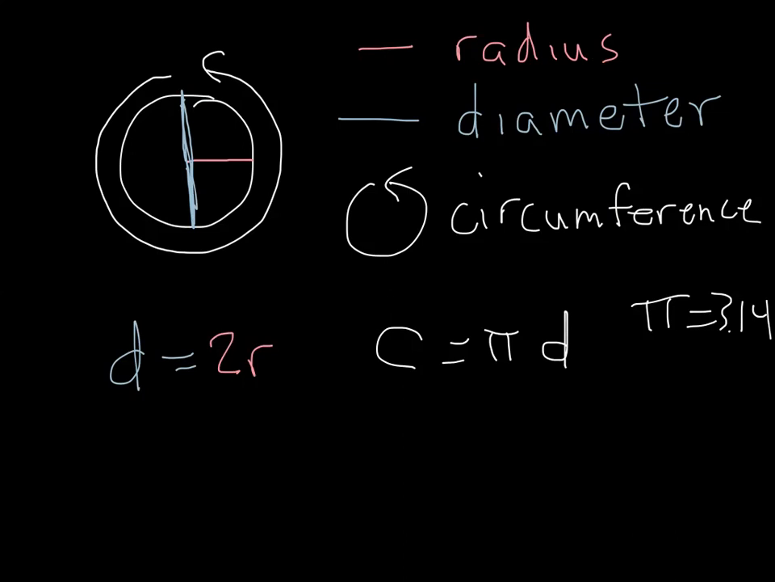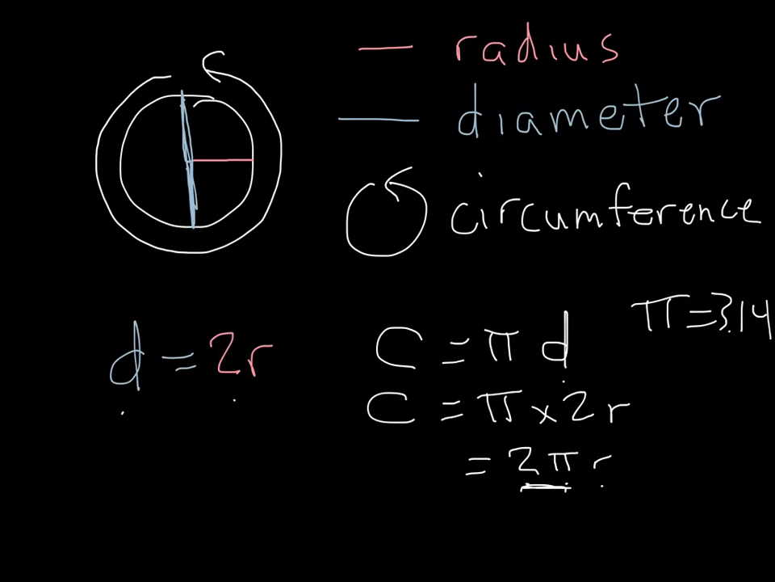Now, because diameter is 2r, I could put 2r here and it would be the same thing. Circumference equals pi times 2r, but we really write that as 2 pi r for the most part, because these here are constants. 2 and pi are always going to stay the same. R is the only thing that's going to change depending on what you measure. So we put the constants at the beginning, the ones that are always going to stay the same.